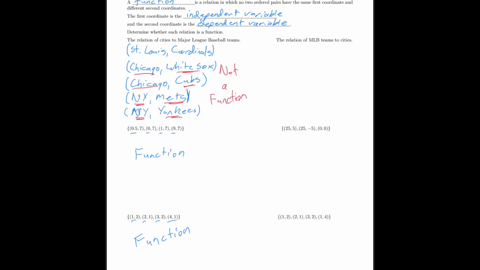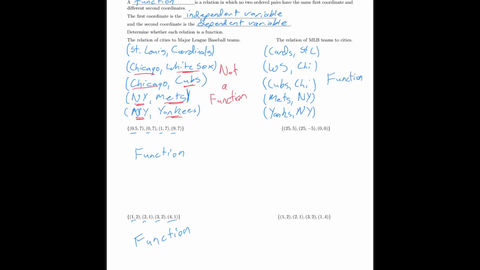Okay, so now that you've had a chance to try these three problems on the right, let's run through the answers real quick. So the first one here would be a function. So if I write out the pairs here, it's this time the team first, so Cardinals and St. Louis, White Sox and Chicago, Cubs and Chicago, Mets and New York, and Yankees and New York. Notice here, all of the first coordinates are different, so that means this is a function.